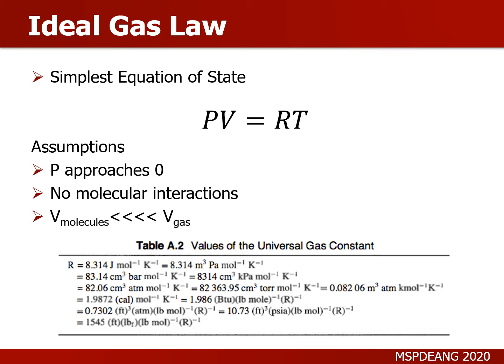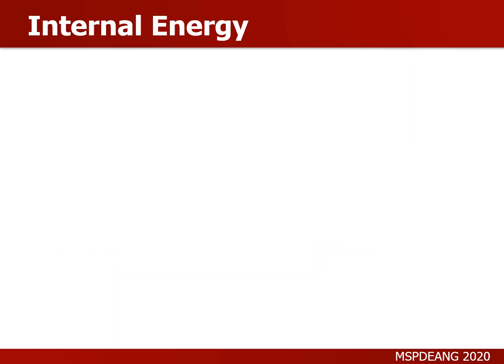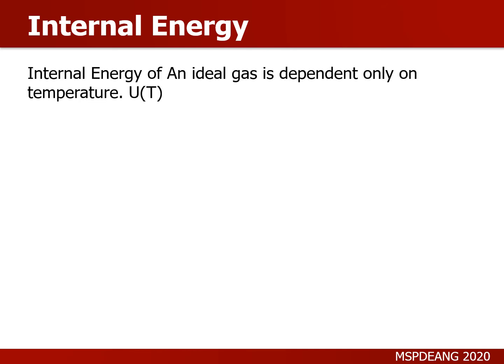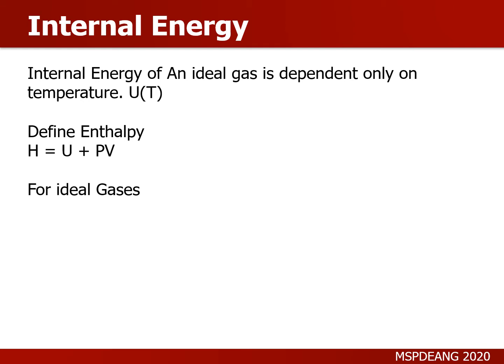So for an equation of state, we can have PV over R is equal to T, or we can have P is equal to RT over V, or we can have V is equal to RT over P. So we have T, P, or V as functions of the other two intensive variables. Now, recall for internal energy that the internal energy of an ideal gas is dependent only on the temperature. Thus, U is a function of temperature only. We can now define enthalpy as H is equal to U plus PV. And for ideal gases, PV is equal to RT, thus H is equal to U plus RT.